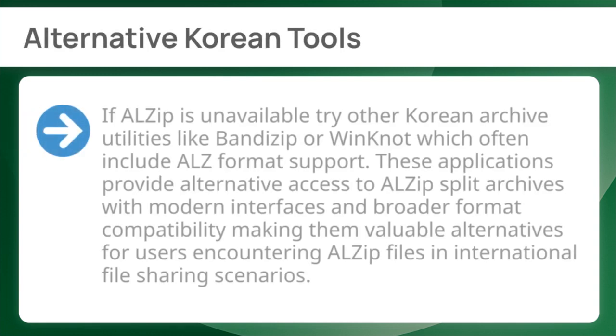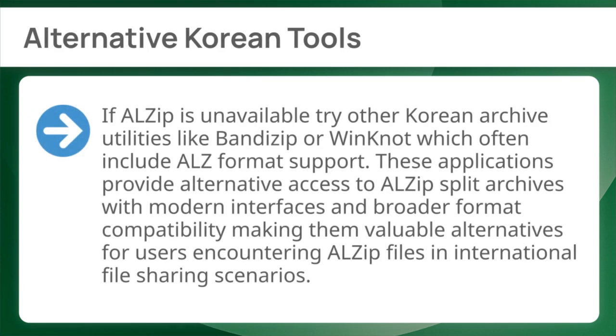Finally, alternative Korean tools. If ALZip is unavailable, try other Korean archive utilities like BandiZip or WinNot, which often include ALZ format support. These applications provide alternative access to ALZip split archives with modern interfaces and broader format compatibility, making them valuable alternatives for users encountering ALZip files in international file sharing scenarios.